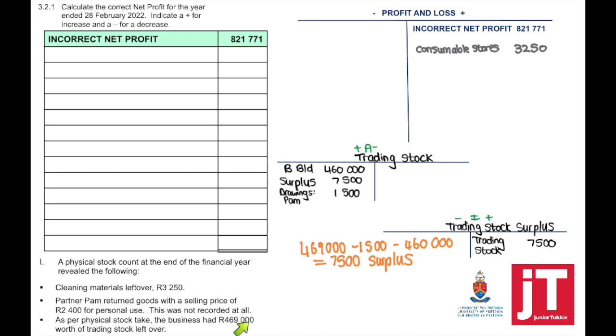469,000 as per physical stock take, minus 1,500, minus 460,000 means that there's a surplus of 7,500. Trading stock surplus is an income which will be credited, which means that will have a positive effect on the incorrect net profit which was calculated. Completing this now on your answer booklet. Make sure that you indicate trading stock surplus 7,500 and show your calculations how you got to the answer.